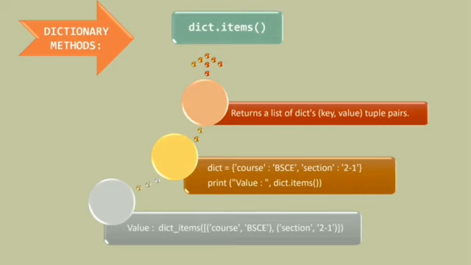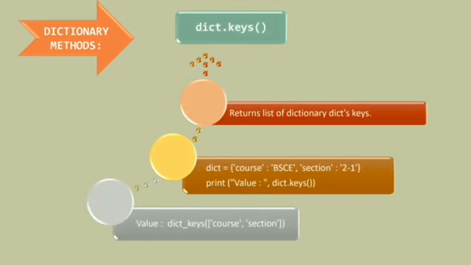Dict.items. This method returns a list of dict's key-value tuple pairs. When the above code is executed, it produces the following result. Dict.keys. This method returns the list of dictionary dict's keys. When the above code is executed, it produces the following result.